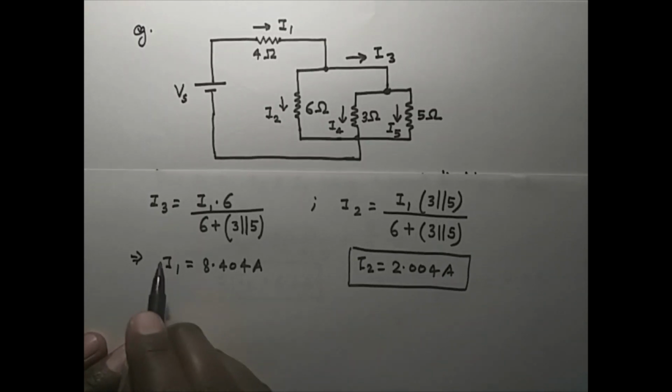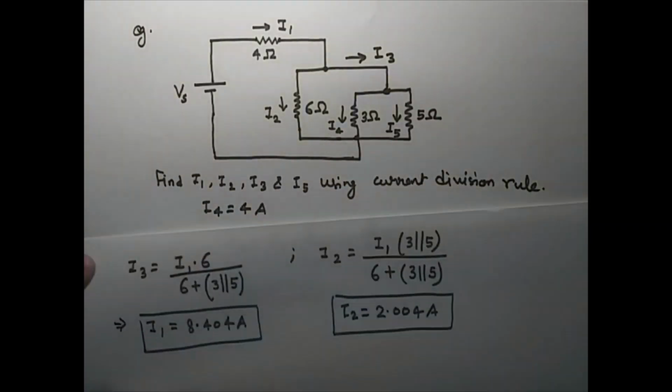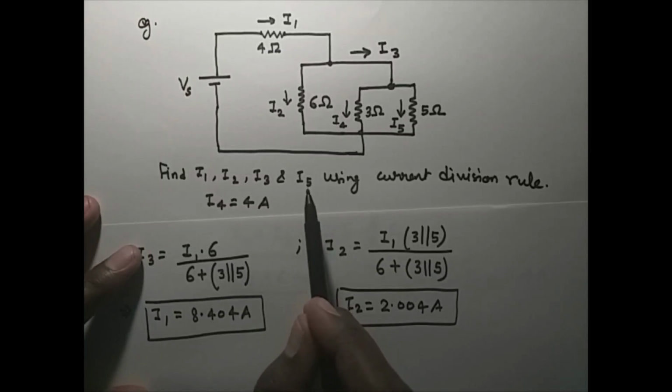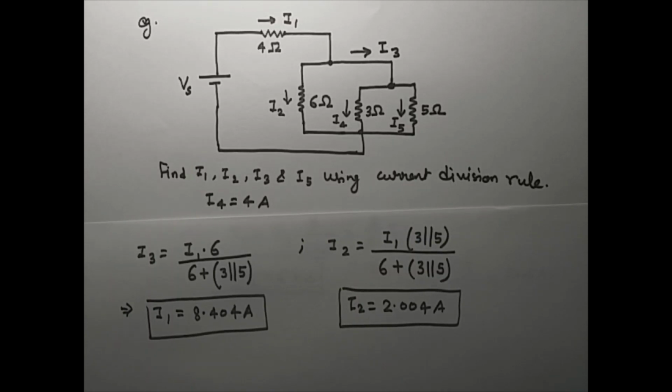So this is the complete solution of the problem. We have found I1, I2, I3 and I5 when I4 is given as 4 amperes. In this way you can solve various problems of similar type or even more difficult. And next we will study the last topic, that is dependent sources.